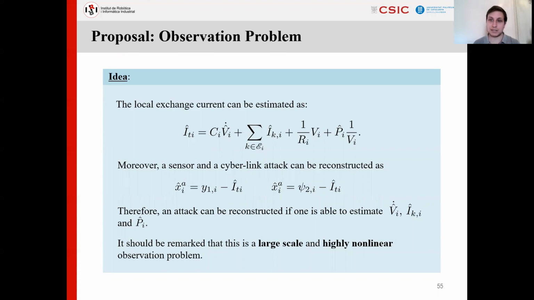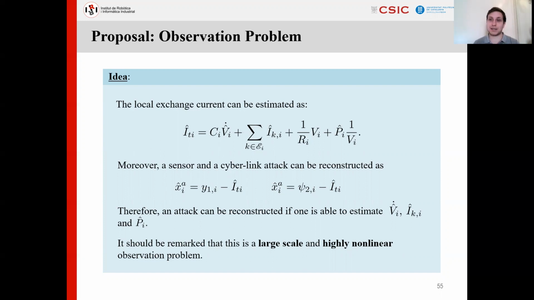So by reorganizing the equations presented before, you can see that you can actually reconstruct the local current if you know the voltage derivative, the unknown line currents, and the unknown constant power load. And if you are able to reconstruct the current, then you can estimate the attack by comparing your measurements with your current reconstruction. So actually the attack detection, estimation, and mitigation problem is a problem of estimating the unknown voltage derivative, the unknown line currents, and the unknown constant power load. This is a state and parameter estimation problem that can be solved using the theory presented in this thesis.